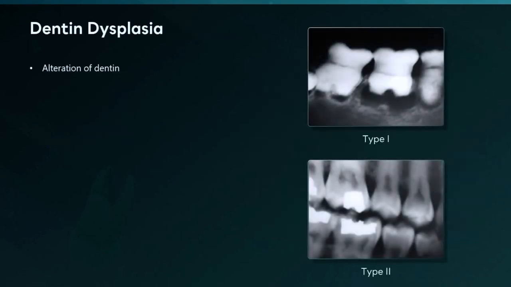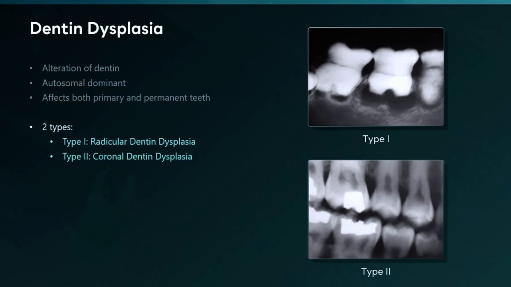So next we'll discuss dentin dysplasia. This also alters dentin and may be inherited as an autosomal dominant condition. This condition can affect both the primary and permanent dentition. So there's two main types of dentin dysplasia. We have type 1, which is radicular, and type 2, which is coronal.